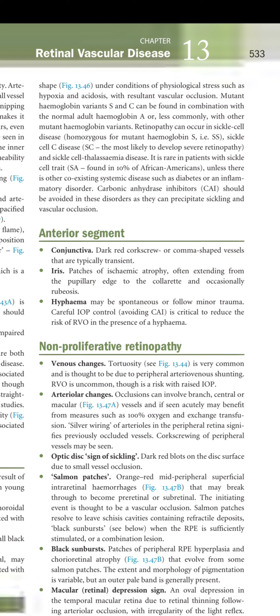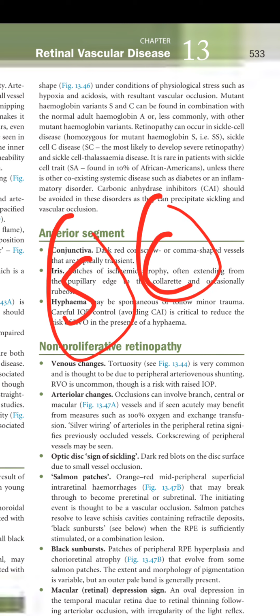Mutant hemoglobin variants S and C can be found in combination with the normal adult hemoglobin A or, less commonly, with other mutant hemoglobin variants. So there can be hemoglobin S, and there can be hemoglobin C. Retinopathy can occur in sickle cell disease homozygous for the mutant hemoglobin S. So retinopathy can also occur in sickle cell disease SS, in which both hemoglobin genes are defective.